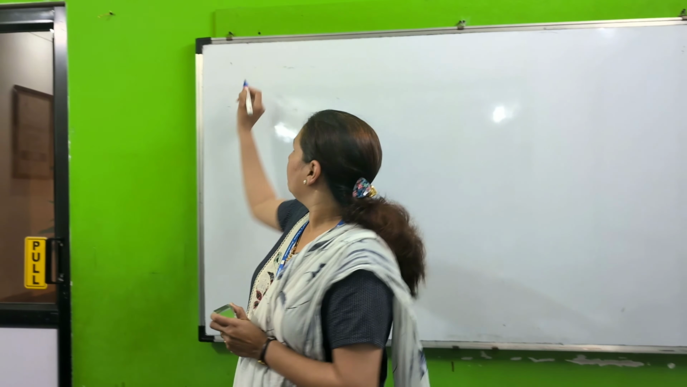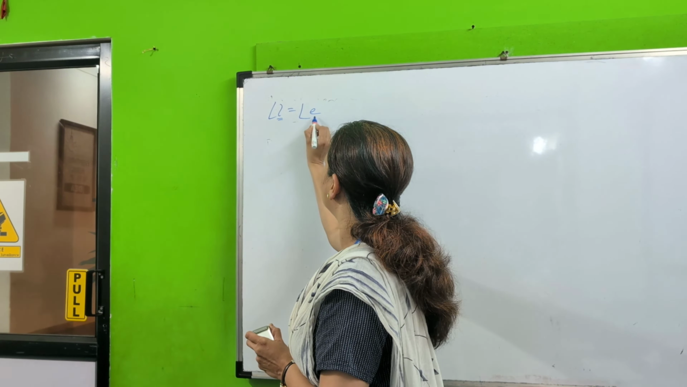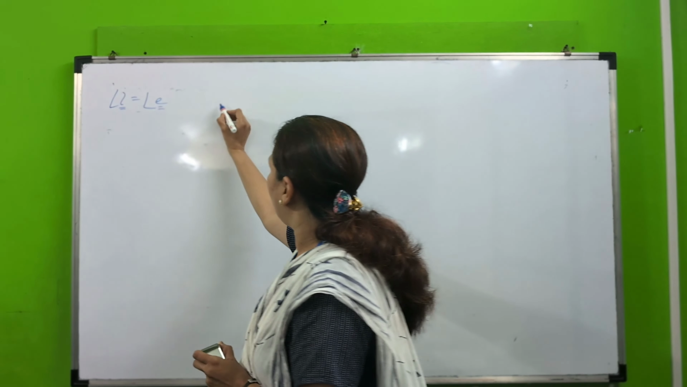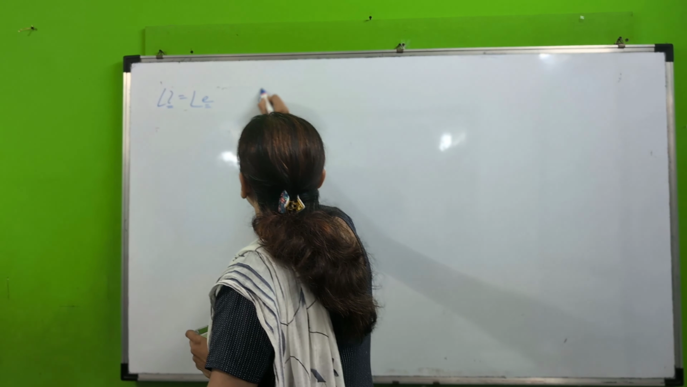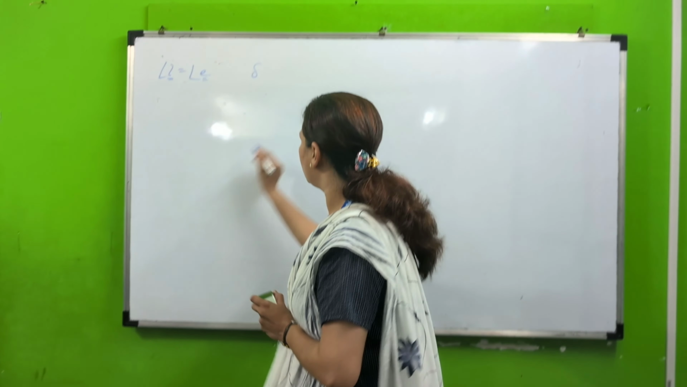In the same way as we did in the glass slab, the only difference is that in the glass slab we proved that angle of incidence is equal to angle of emergence. Now in the prism we are going to check what delta is. Delta stands for deviation. Now what does deviation mean?